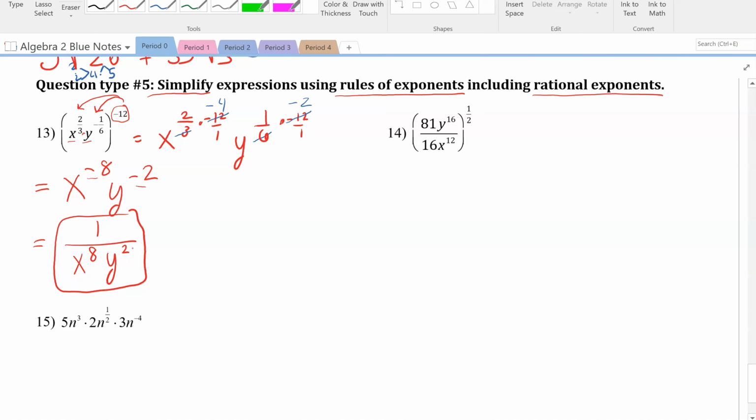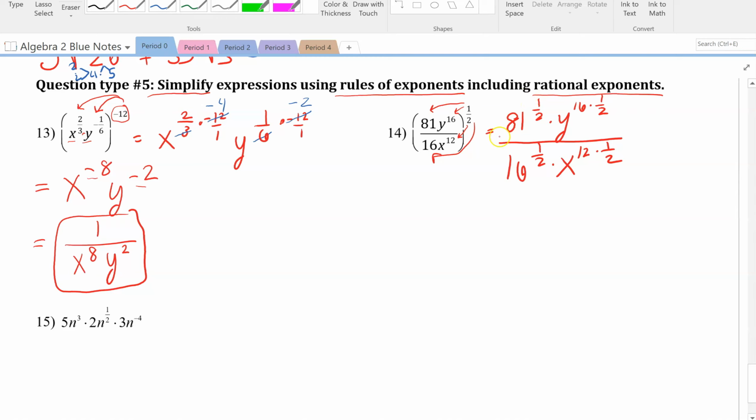Now in 14, I would start similarly. I would start by just distributing the 1/2 power to literally everything in that fraction. Okay, so I get 81 to the 1/2 times y to the 16 times 1/2, divided by 16 to the 1/2 times x to the 12 times the power of 1/2, and then reduce all of that.